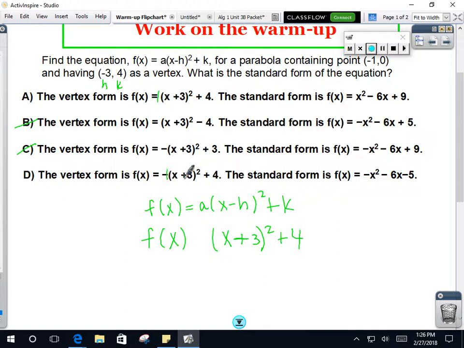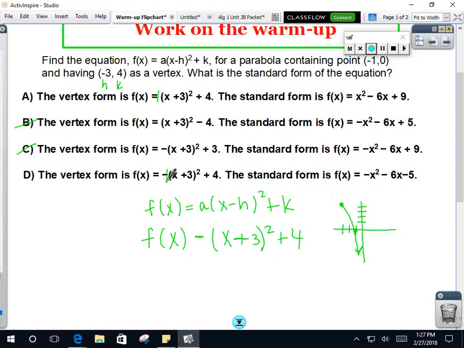Well, the way I figured out that it should be the one with the negative is because of this other point. I just quickly did a little sketch. I know that the vertex is left 3, up 4. So if I go left 3 and up 4, the vertex is right here. If the other point is at -1, 0, isn't it below the vertex? Which means the parabola will open down, which is why you need a negative out front.